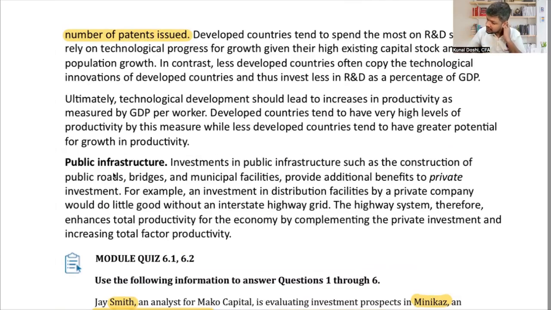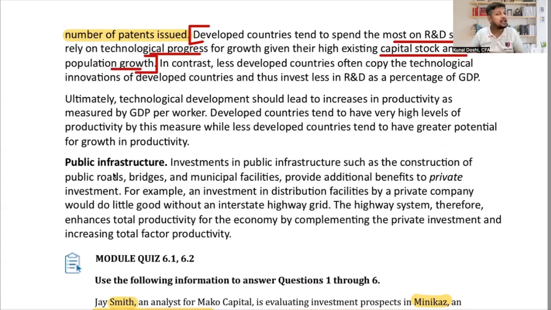In contrast, let's understand what happens in a developed economy versus a developing economy. Who do you think spends more on technology or research and development? Of course, the developed economy. Developed countries tend to spend the most on R&D. Why? Because they have little to grow from capital, but more to grow from technology. They rely on technological progress for growth, given their existing capital stock and slower population growth.